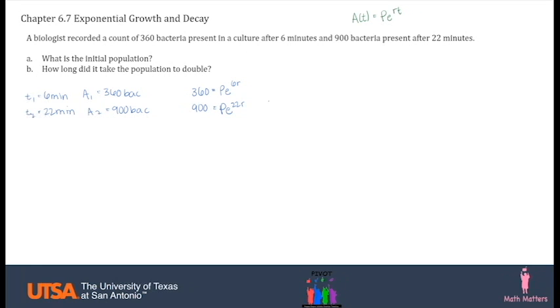So now, since we want P, we can rewrite these equations. In this case, P is going to be, and we divide by this term right here, P equals 360 divided by e to the 6r, which can also be written as 360 times e to the negative 6r, since it's on the bottom of the fraction. And P is then going to be 900 over e to the 22r, which can also be written as 900 times e to the negative 22r. Then we can set these functions equal to each other and solve for r.